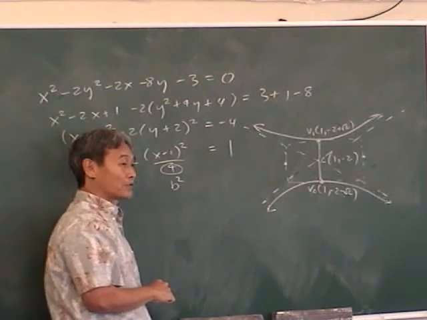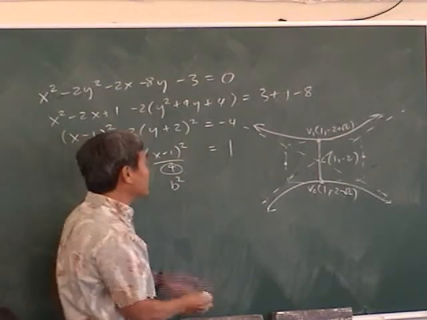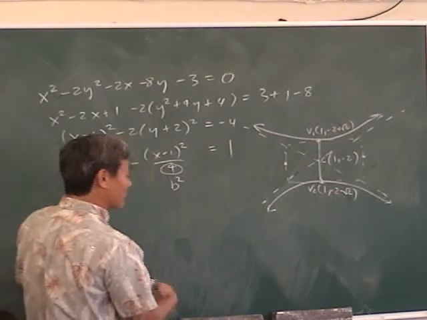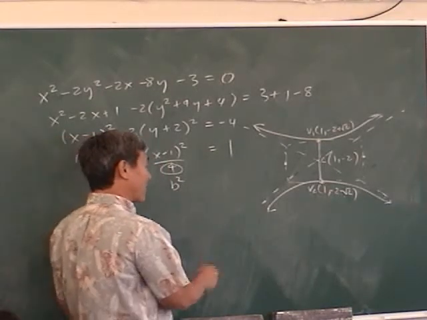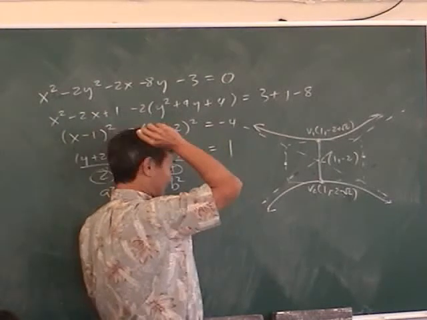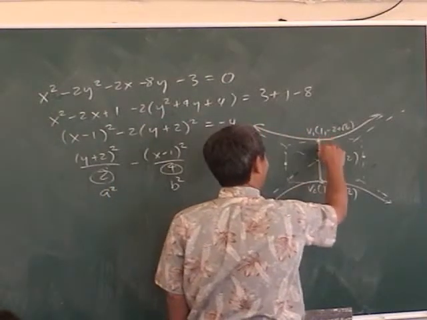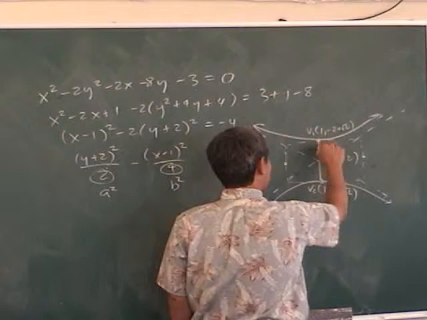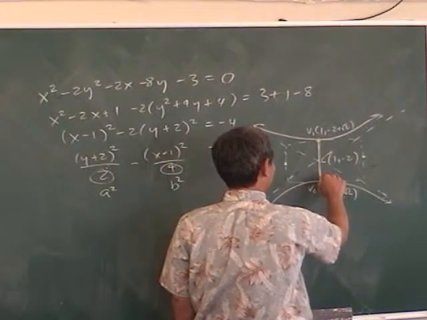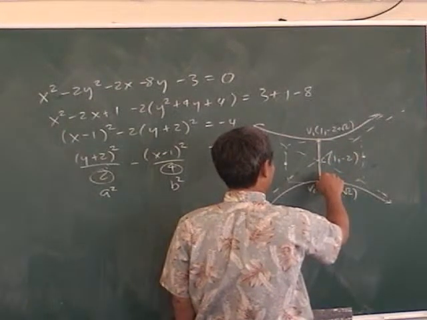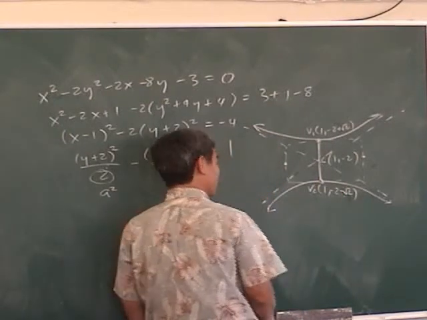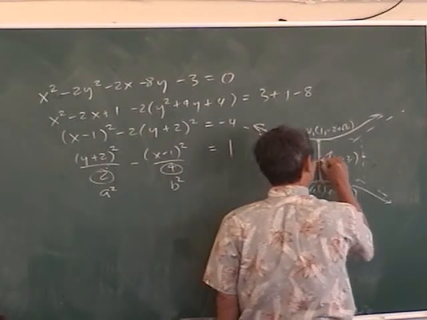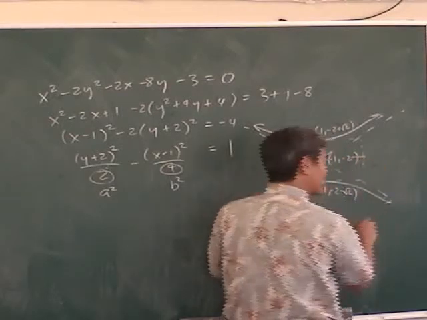What do you call the segment that connects the 2 vertices? Do I call it the major axis? No, because it's smaller than the other one. How can it be major if it's smaller? So that's why in a hyperbola, we don't call it major and minor axis. It's in the notes. This is called the transverse axis. This is called the conjugate axis.